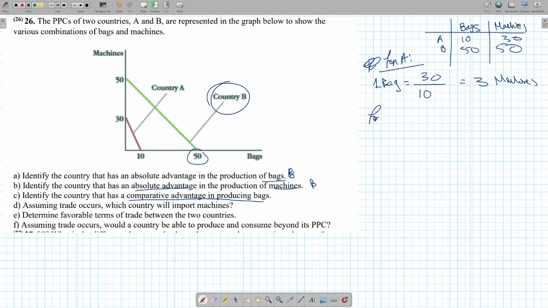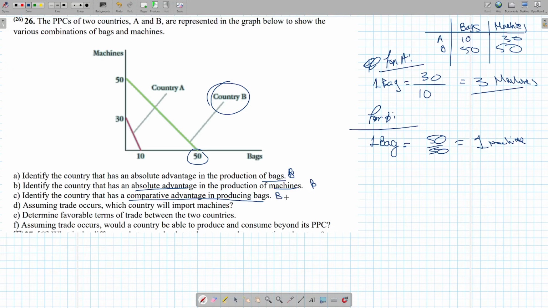Alright, and then for B, same thing, one bag, again it has to go in the denominator, so it's going to be 50 over 50 equals one machine. So you have 3 machines, one machine. Who has the lower opportunity cost for the bags? It's going to be country B. So who has a comparative advantage in the bags? It's B.